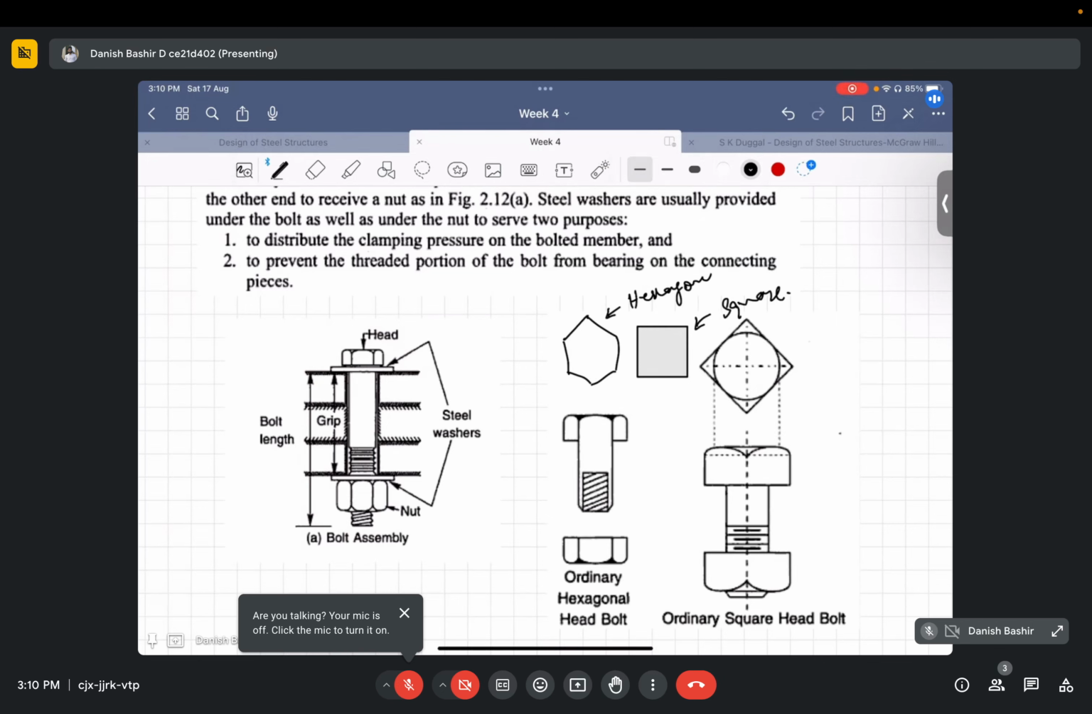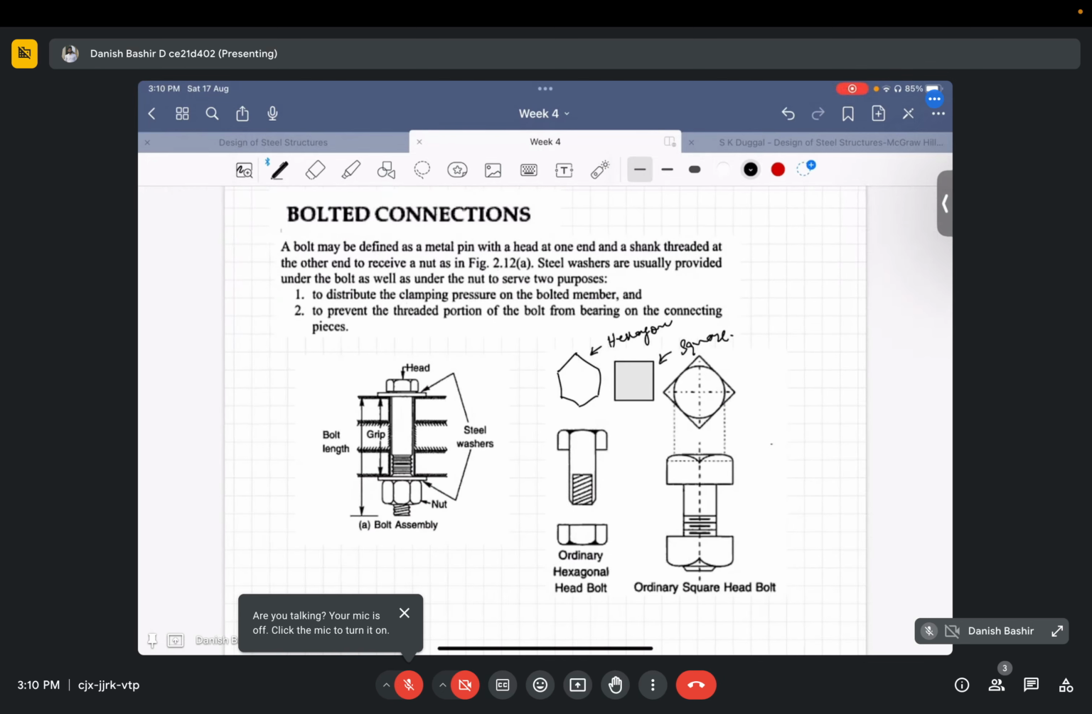Okay, ordinary square bolt, we call them. I will tell you what these ordinary ones are in the coming slides.